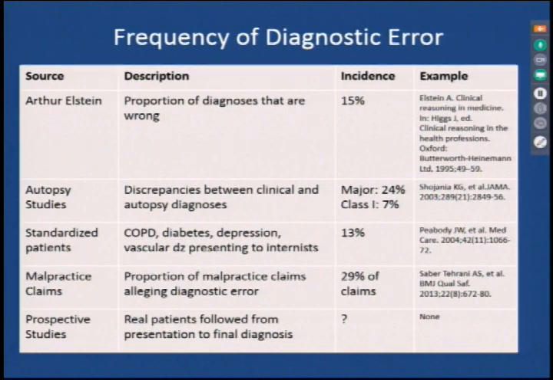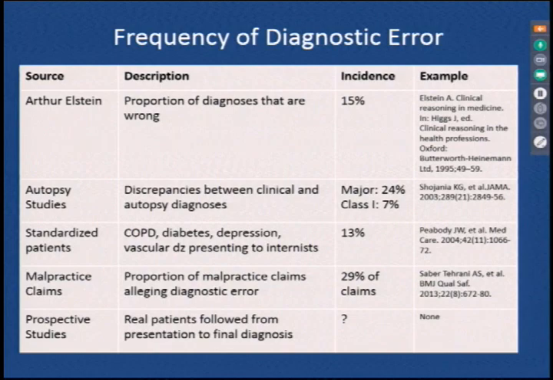It's an estimate from a guy named Arthur Elstein, who's not a physician. He's a PhD psychologist. He worked in Chicago for a long time, and he studied how doctors make diagnoses. That's what he did his whole life. He's retired now. And he wrote this chapter in the book that's in the far right. It's right for you and right for me.